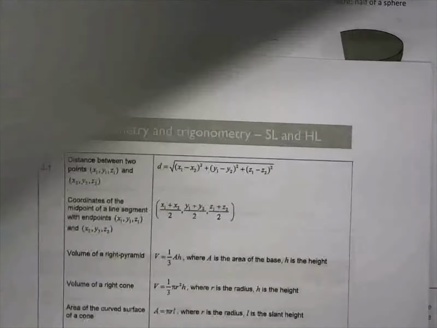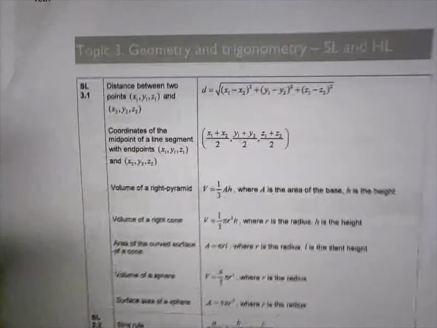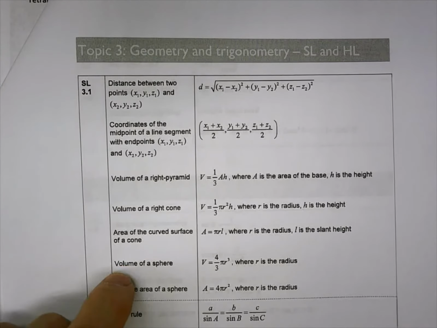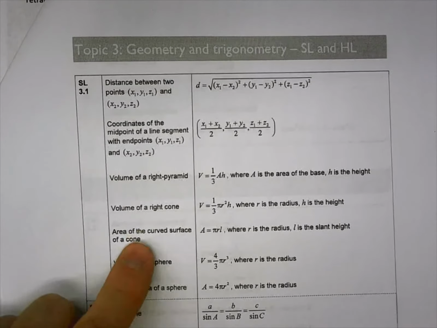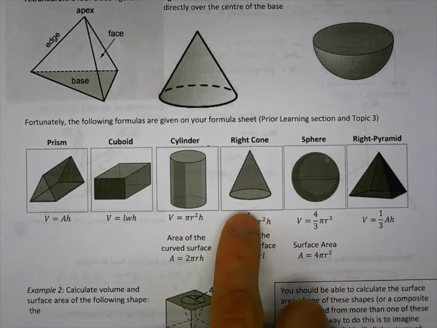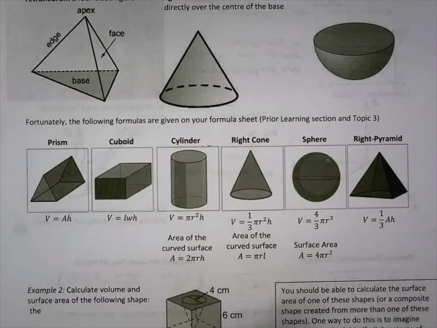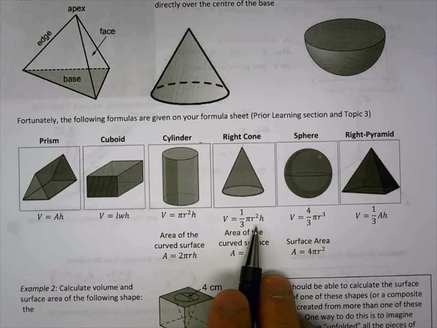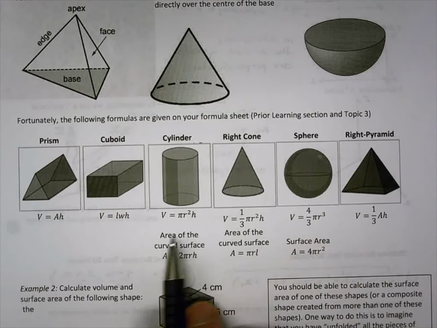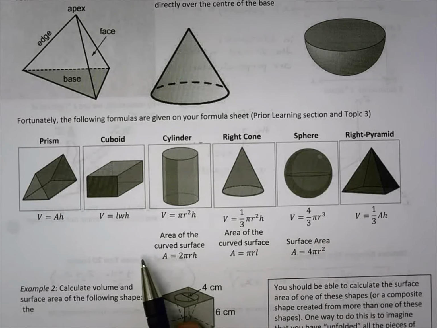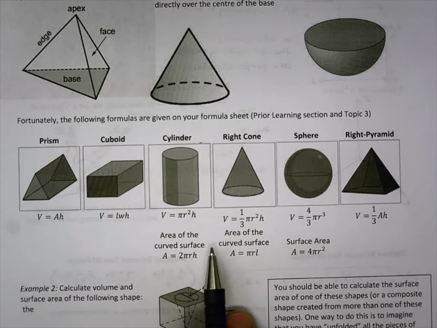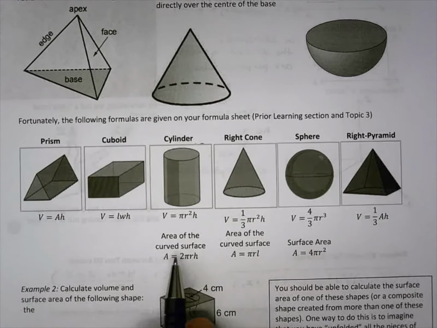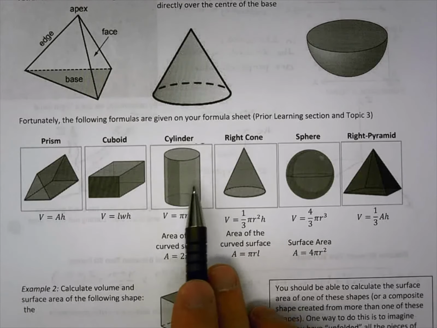Then if you flip ahead to the section with trig, the geometry section, there you have some of the more advanced areas and surface areas and volumes. All of these are on your formula sheet, and I've listed them here for you. So right cone, sphere, right pyramid. I wouldn't expect you to memorize these. They're on your formula sheet. I wouldn't expect you to really know too much about them, but there they are. So the volumes of each of those. And there's the area of the curved surface. So, you know, often you'll have questions where you have to look at surface areas. So the cylinder, we don't tell you the surface area.